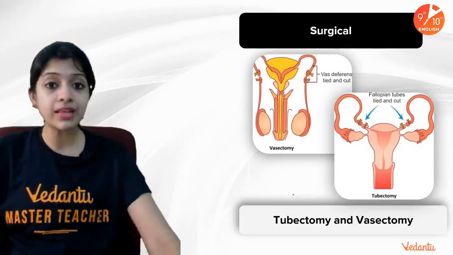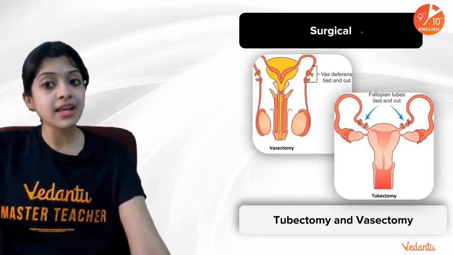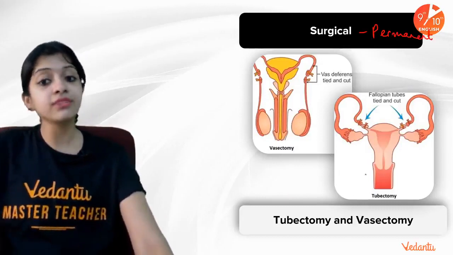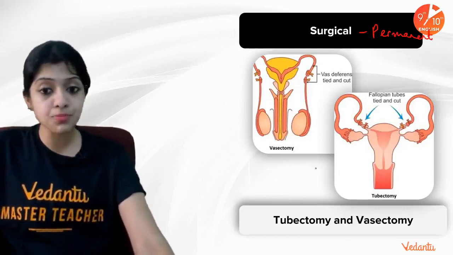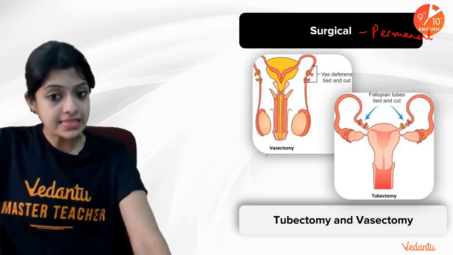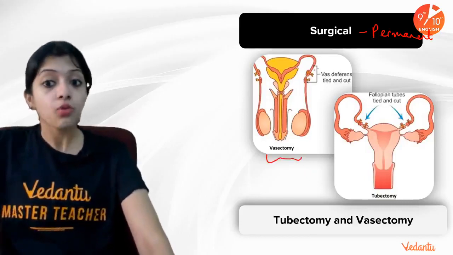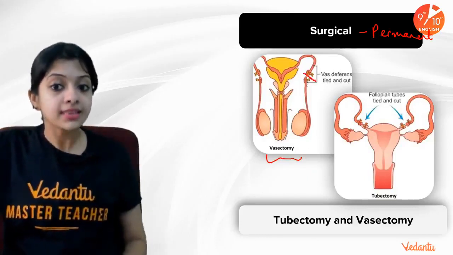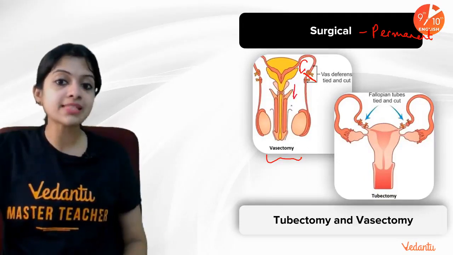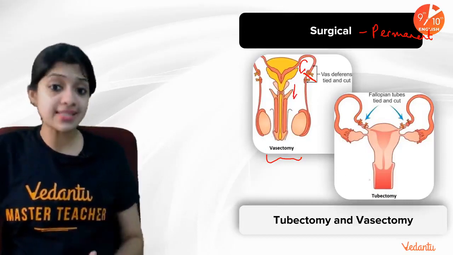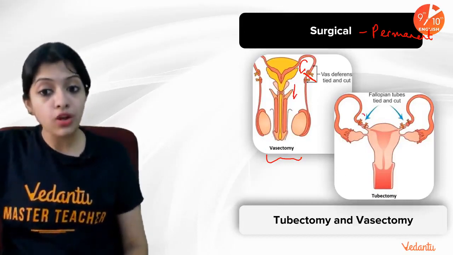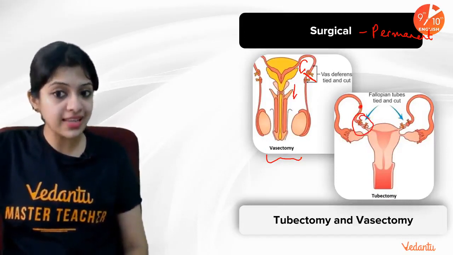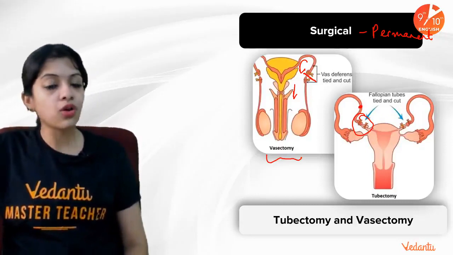Surgical methods are also available to avoid pregnancy. So these are actually permanent methods, irreversible methods. In males and in females, there are separate procedures which are performed. In males, it's called vasectomy, wherein the vas deferens is cut and tied up so that the sperms cannot leave the male's body. This is called vasectomy. In the case of females, fallopian tubes are cut and tied so that the ovum, even if it's released, is unable to move down further.